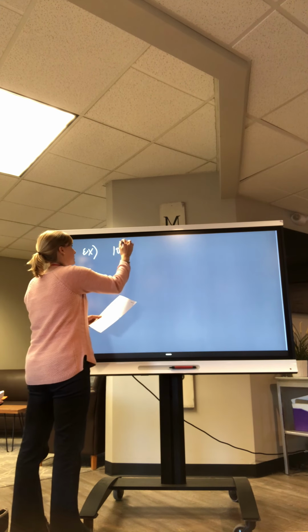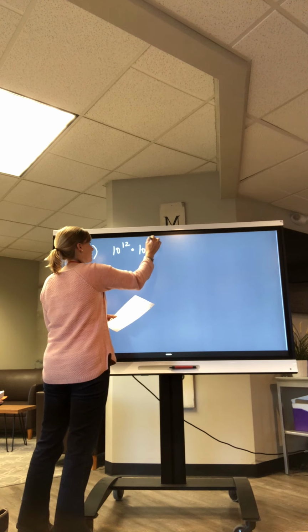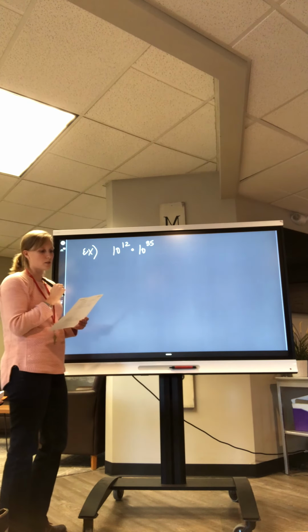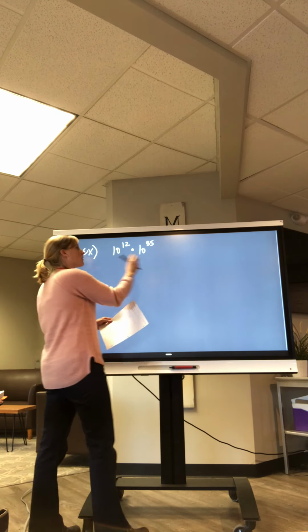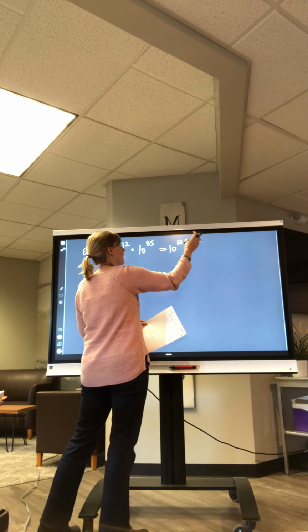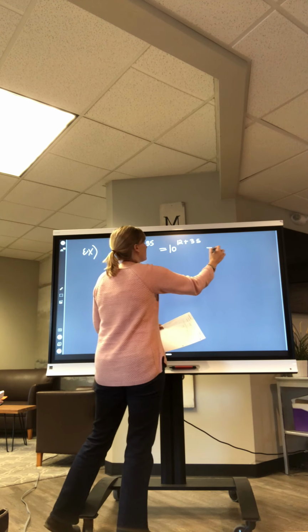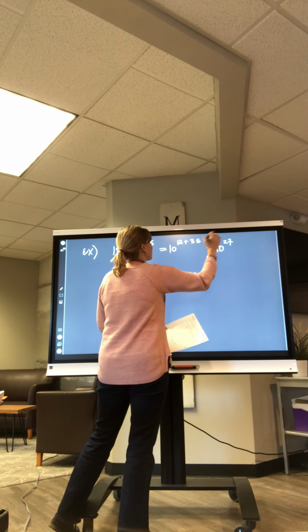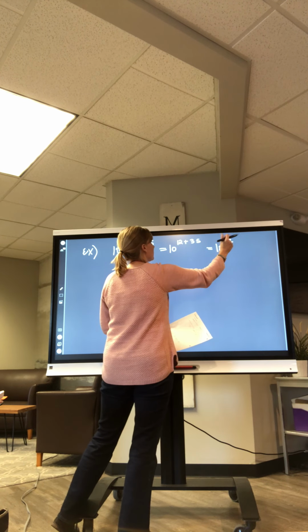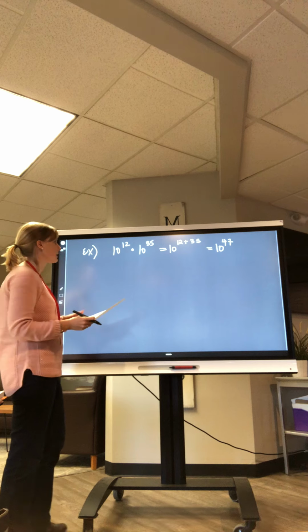is if I had 10 to the 12 times 10 to the 35. Okay, so this is a product. They're both next to each other, and when they have the same base, you can just add. So we're going to take 12 plus 35 in the exponent, and so we get 10 to the 47. 10 to the 47 would be the answer.